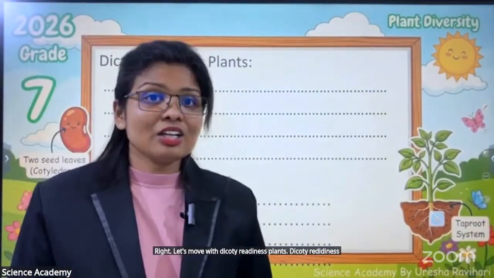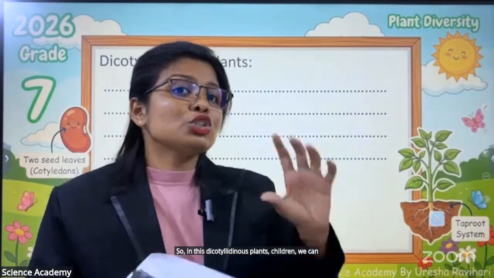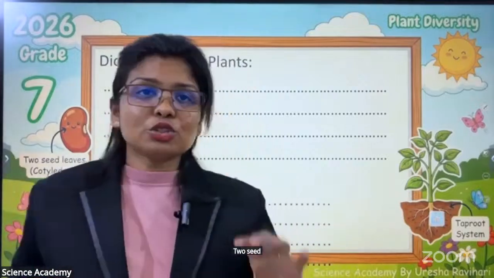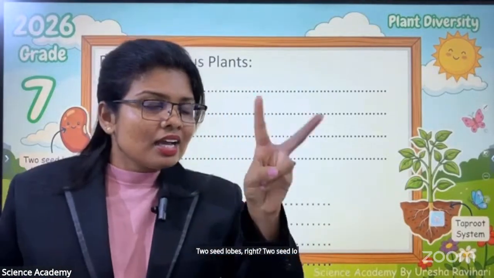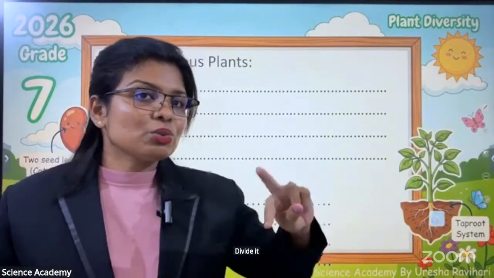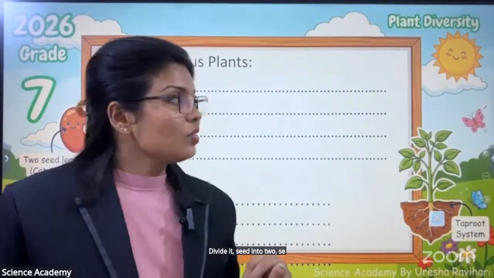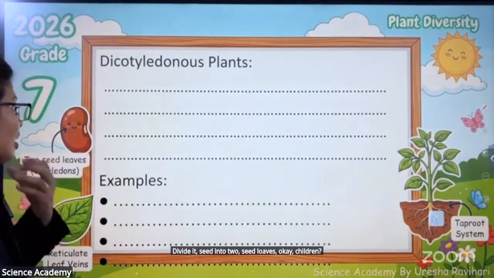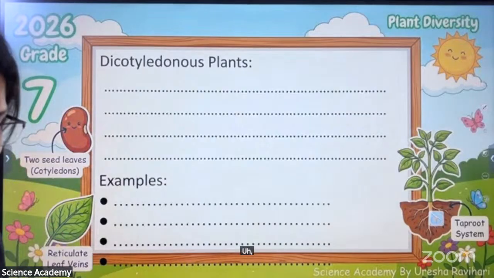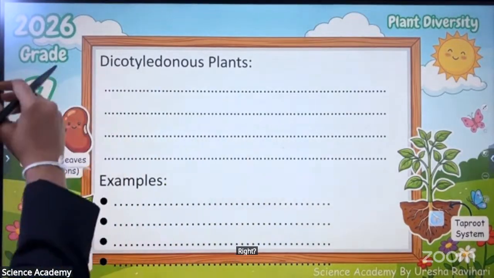Dicotyledonous plants, right? In these dicotyledonous plants, children, we can see two seed lobes. We can divide the seed into two seed lobes. Okay, children? Right. So then, how can we define it?